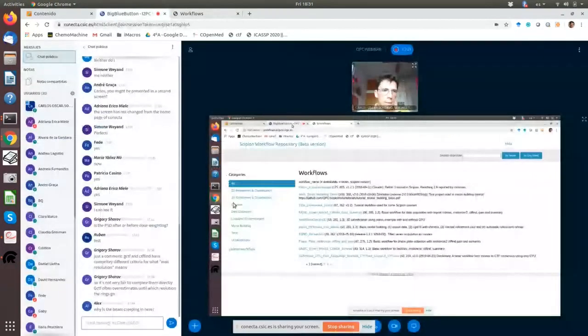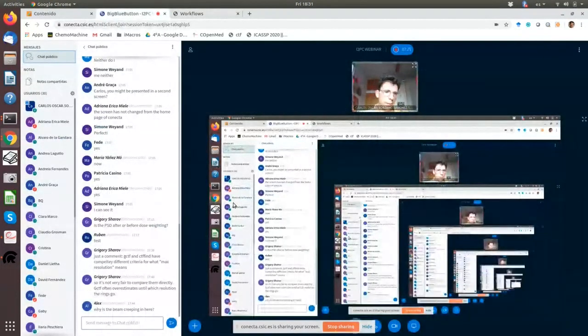Thank you. There is a comment by Grigory that GCTF and CTFFIND have completely different criteria for this maximum resolution. He may want to comment on those, because actually I don't know the very little details of the implementation of those two. I don't know exactly what they mean by maximum resolution. I know what we mean: we mean energy. But I don't know exactly what GCTF and CTFFIND mean. So maybe if Grigory is still around, he may want to comment.